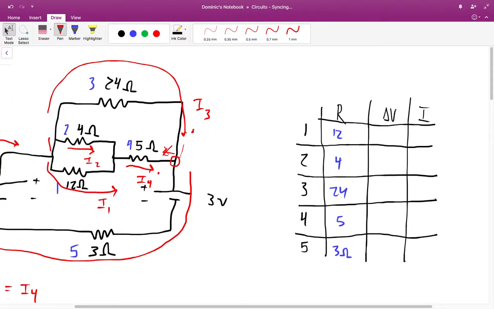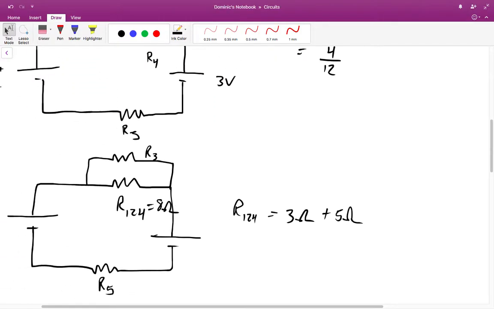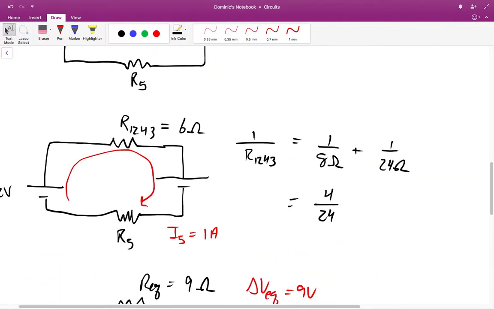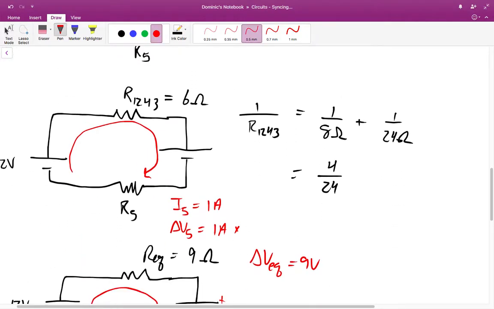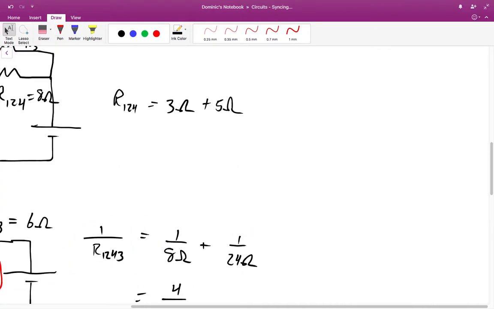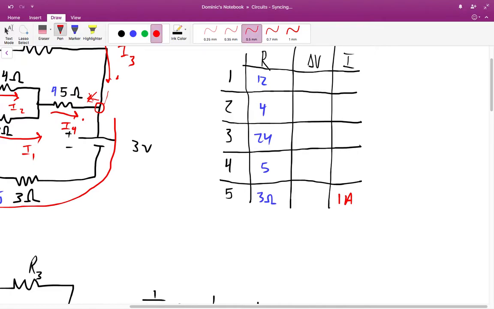So I can come up to my table here. And for resistor 5, we know that I is equal to 1 amp. And since I know the current and I know the resistance, then I can figure out delta V of resistor 5. So delta V of resistor 5 is equal to I times R. So we have 1 amp times resistor 5 is 3 ohms. So 1 times 3 ohms, that gives us 3 volts. So I can write that in up here also. So we have 3 volts for resistor 5.